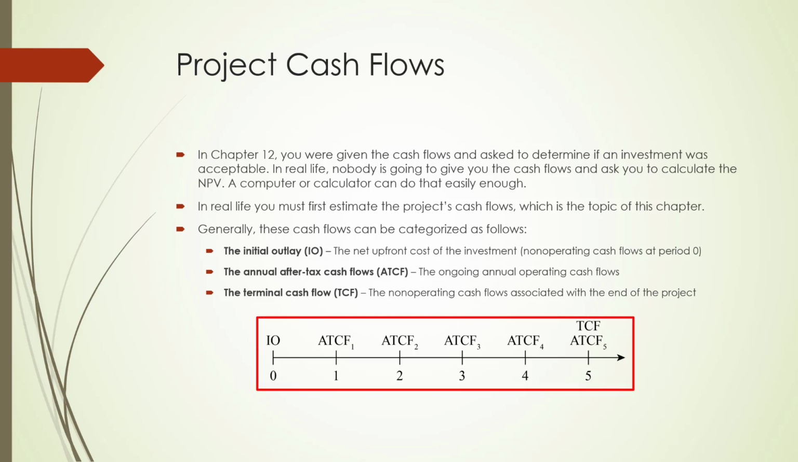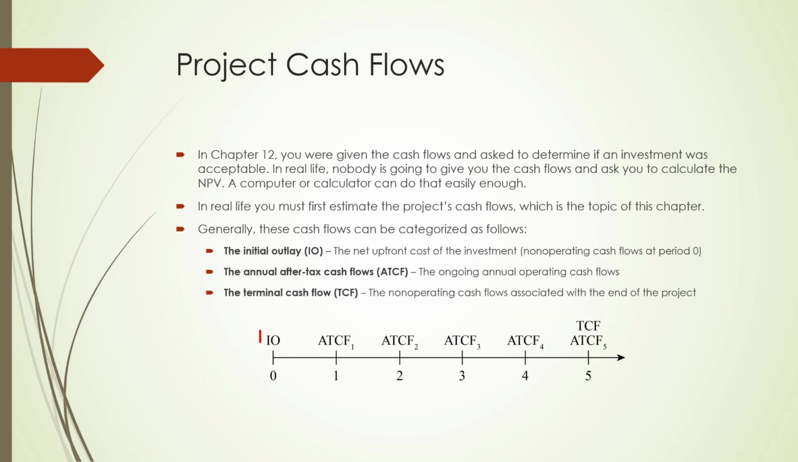And I've drawn a little timeline here that hopefully gives you a little bit better idea of what we're talking about. So again, at period 0, you see IO for initial outlay. And then in years 1 through 5, we have annual after-tax operating cash flows. And then in the last year, year 5, in addition to the after-tax cash flow that year, we also have some non-operating cash flows, the terminal cash flow. So the total cash flow in year 5 is the sum of the terminal cash flow and the after-tax cash flow from that year.